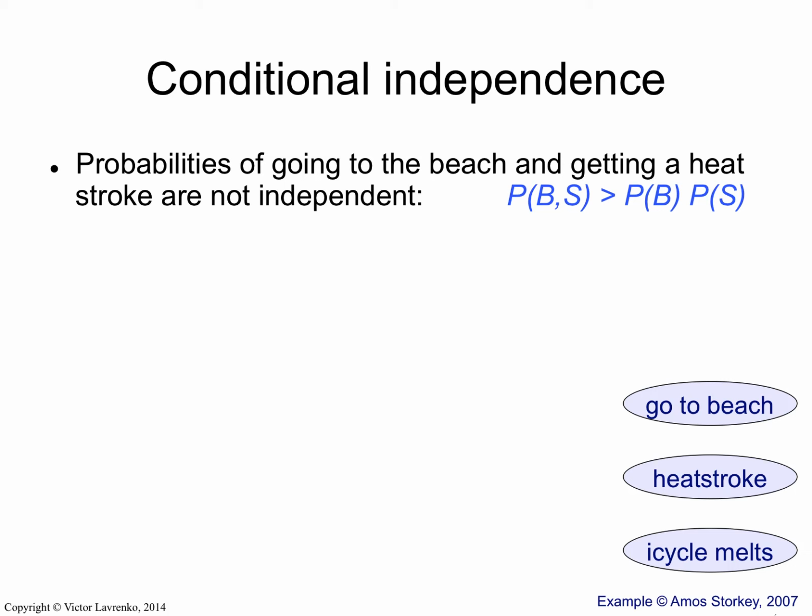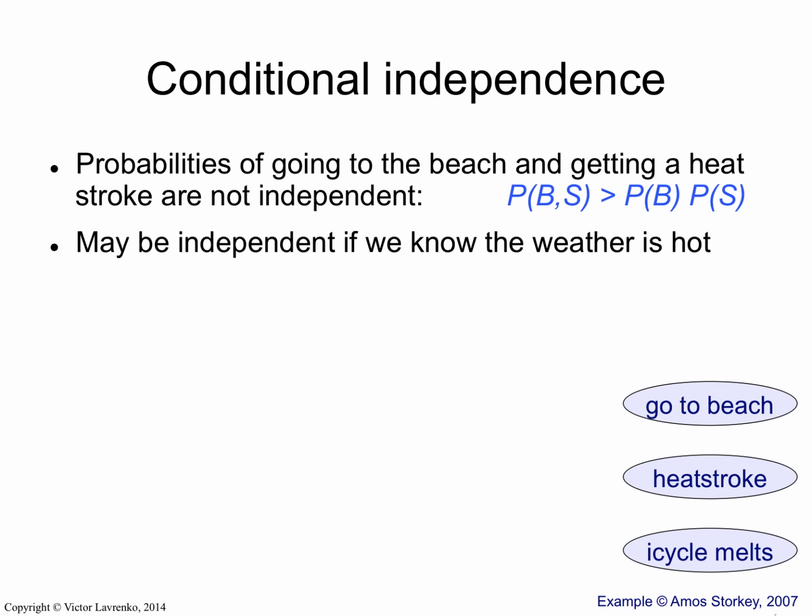You are much more likely to see the two together than separately of each other, right? So the joint probability of going to the beach and getting a heat stroke, you would expect it to be a lot higher than the probability of them just coincidentally happening by themselves. So that's the probability of going to the beach multiplied by the probability of getting a heat stroke overall. So they're not independent, they're positively correlated. So it would be wrong to assume that they're independent.